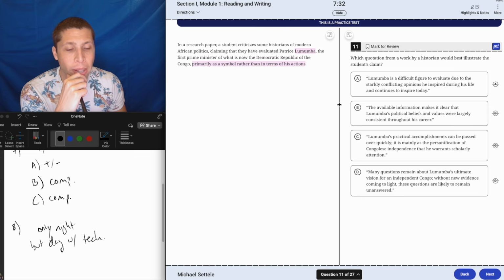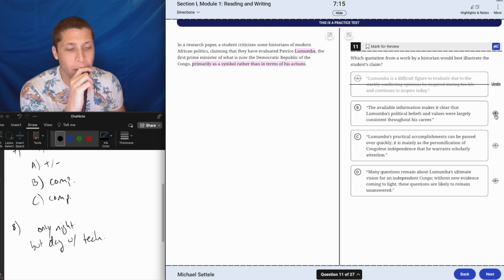So a symbol rather than his actions. Best illustrated the claim. Lumumba is a difficult figure to evaluate due to the starkly conflicting opinions he inspired during his life and continues to inspire today. No, it's not about that. The available information makes it clear that Lumumba's political beliefs and values were largely consistent.